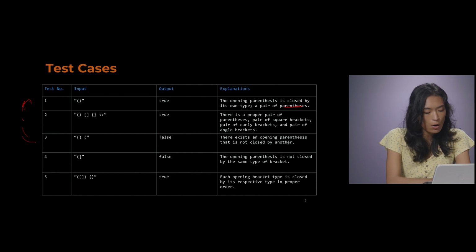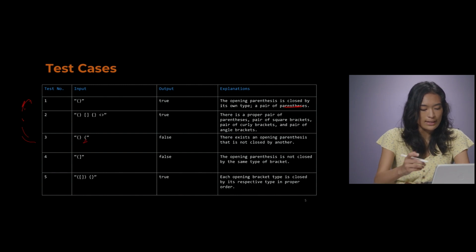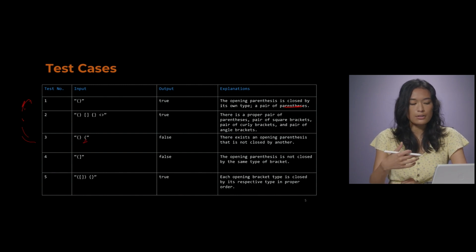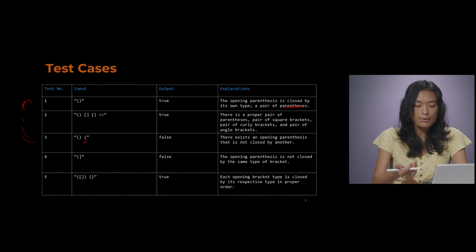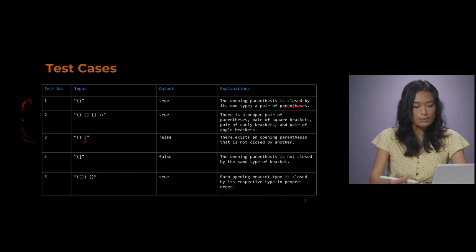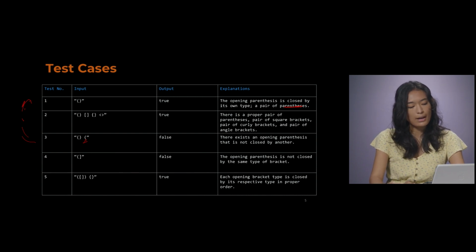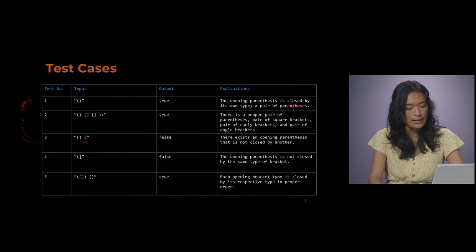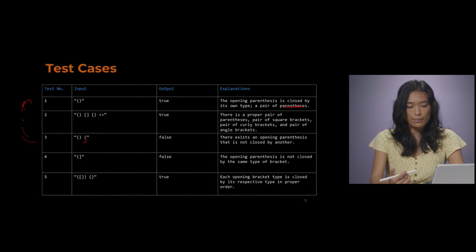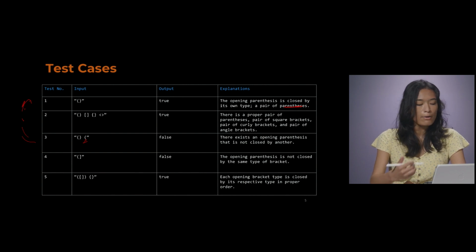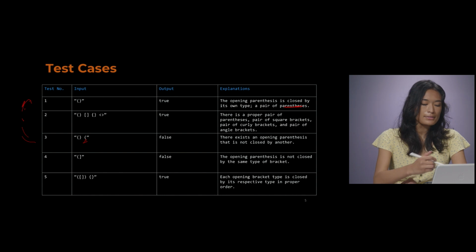And we also have an opening parenthesis, unfortunately, and it's not closed by the same type, and it's not closed in general. So our output in this case will be false. For our fourth test case, we have an opening parenthesis, and then we have a closing square bracket. So you can see that our opening parenthesis is closed by the wrong type of bracket, thus our output is false.